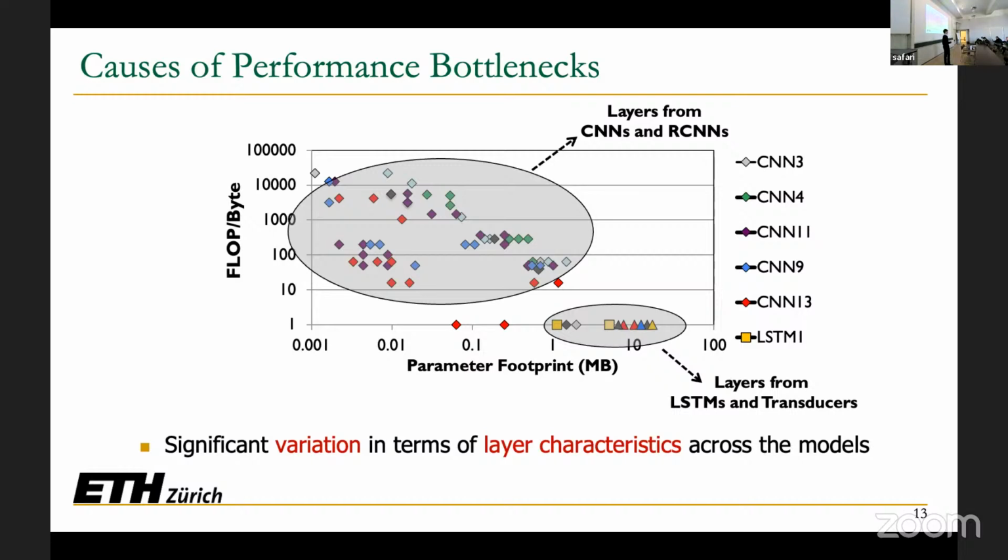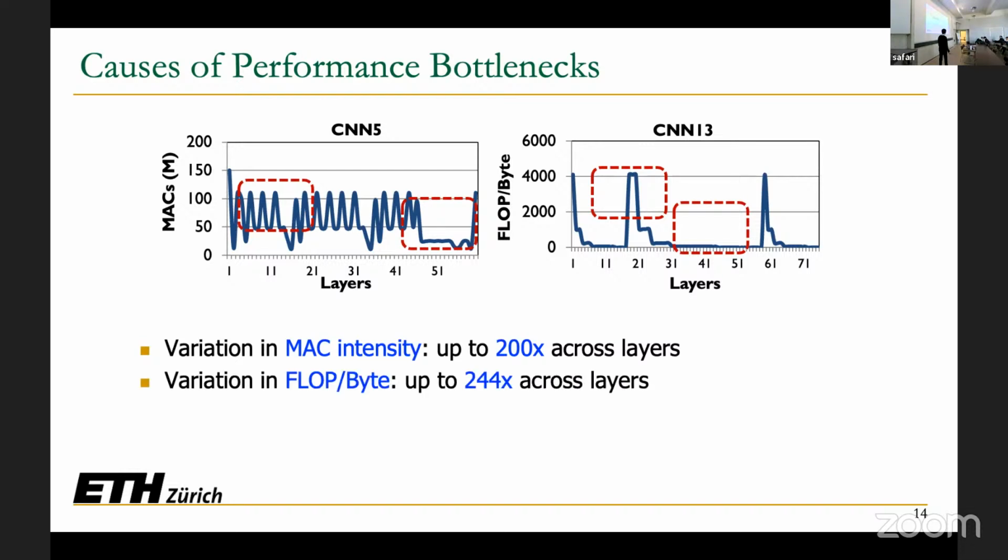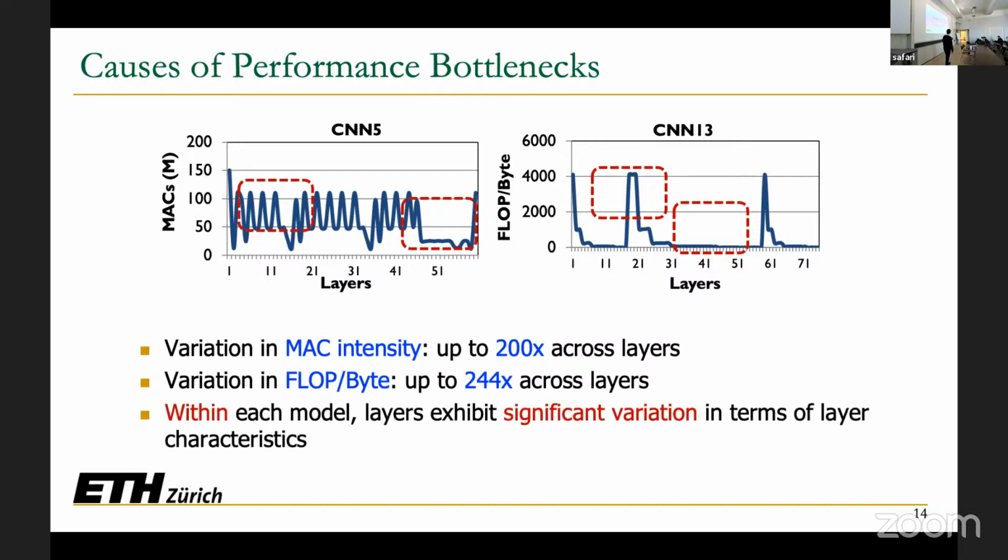And by the way, when I say layer, I mean that in each neural network model, there are sometimes multiple layers. In a similar case, we can see that MAC operations, which are multiply accumulate operations, and flop per byte vary across the layers significantly. So we can see that there's 200 times variation in MAC intensity, 244 times variation in flops per byte. So there's variation in terms of layer characteristics. All of this doesn't help the Edge TPU.